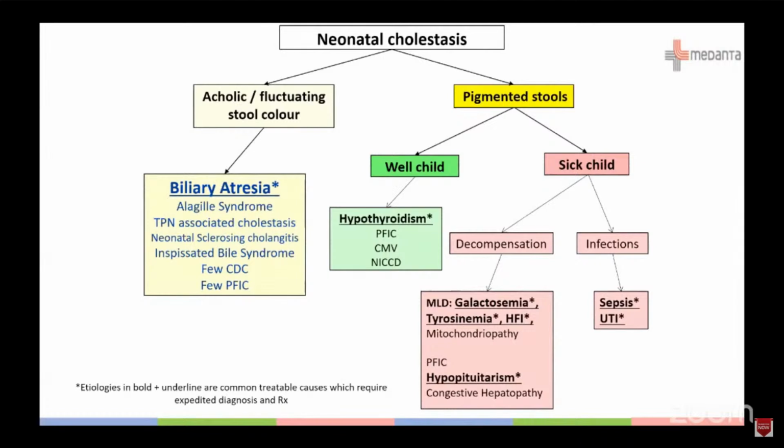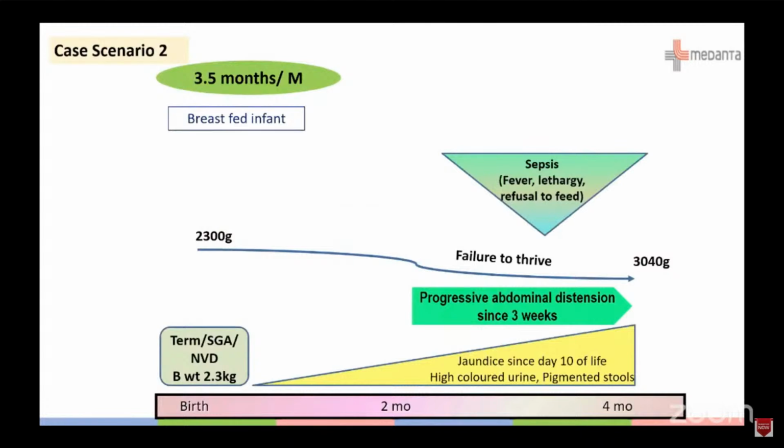So to again highlight, in case of neonatal cholestasis, we need to see the stool color. If the child is a well child with a fluctuating stool color, most probably the child is having biliary atresia, and we need to speed up the things and perform a Kasai portoenterostomy. So this is the second case scenario.